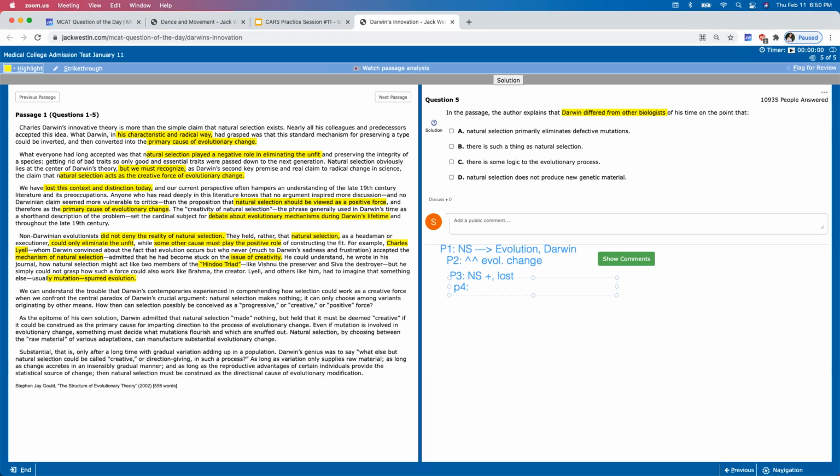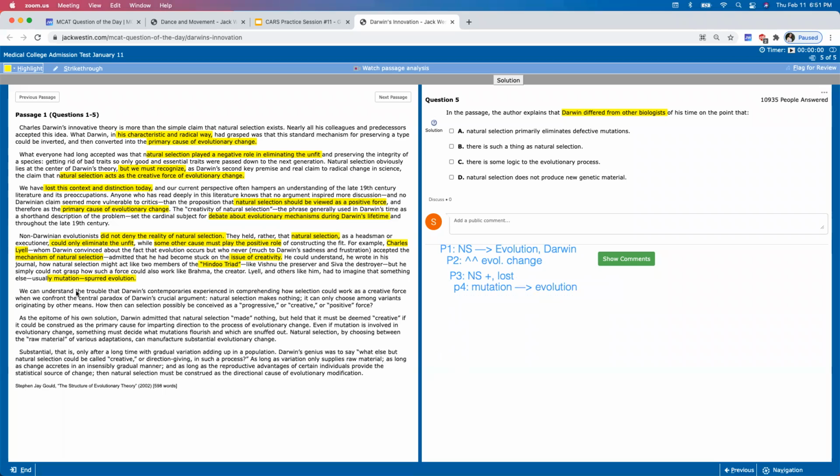What do you guys think is a good summary for that? Yeah, perfect. So mutation is what leads to evolution is the idea of this paragraph. So this is contrary to what Darwin thinks.